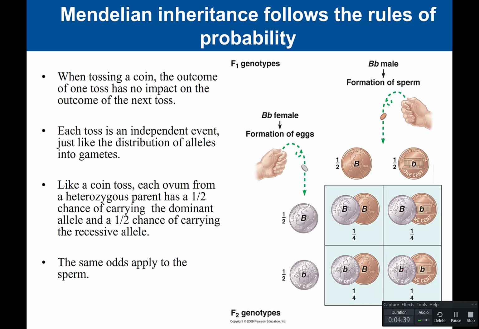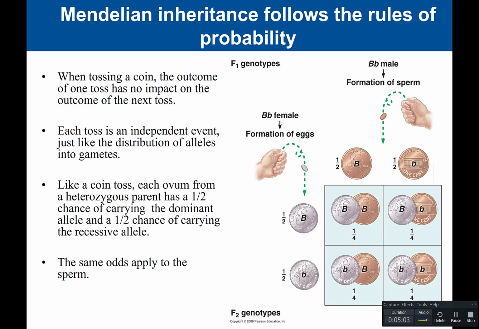Same thing when talking about genetics. Just because you had a boy, let's say, the first time, does not mean that you're going to get a girl the next time. The outcome of sex in the first child has no bearing on what the second child is going to be. We call this independent assortment. They are each independent events.